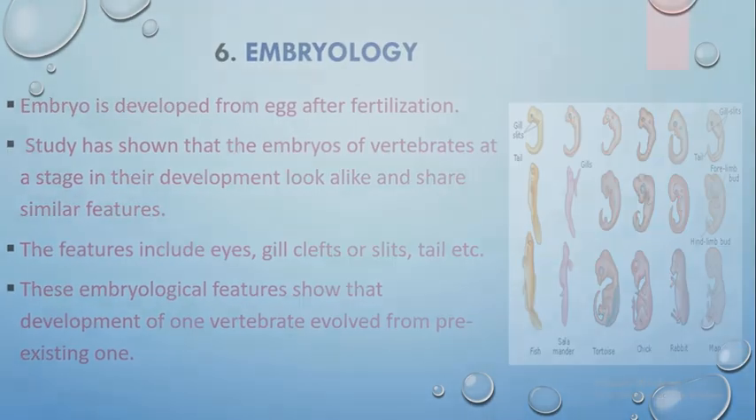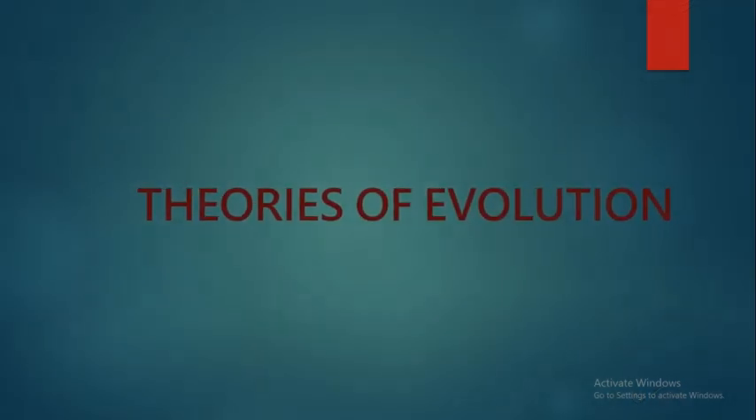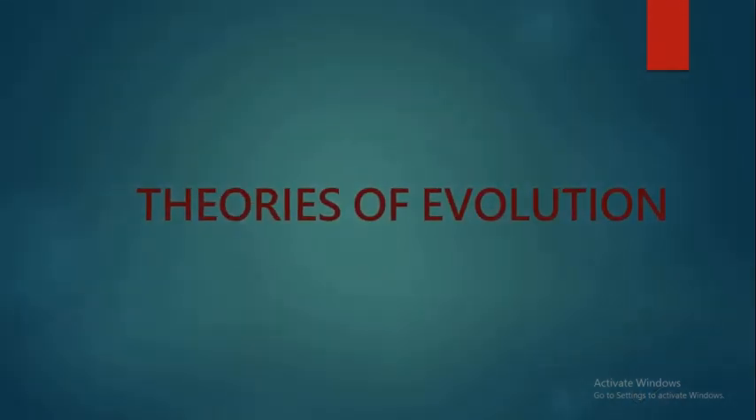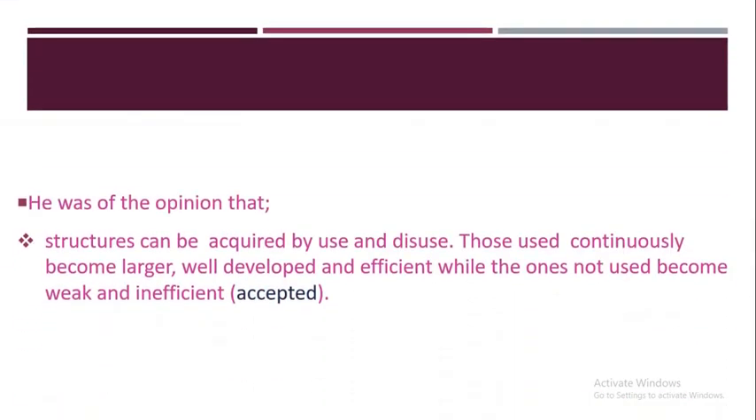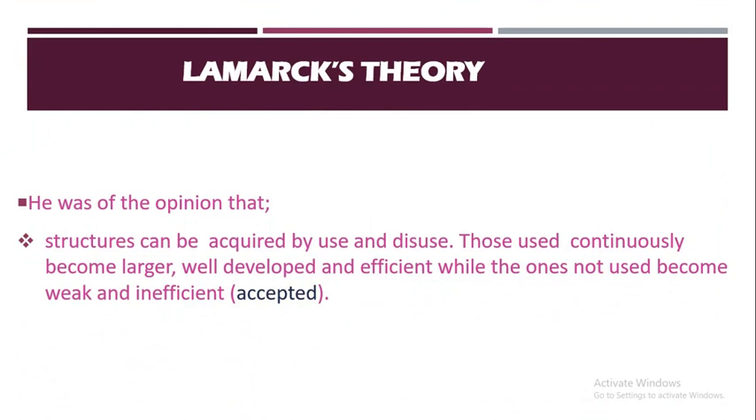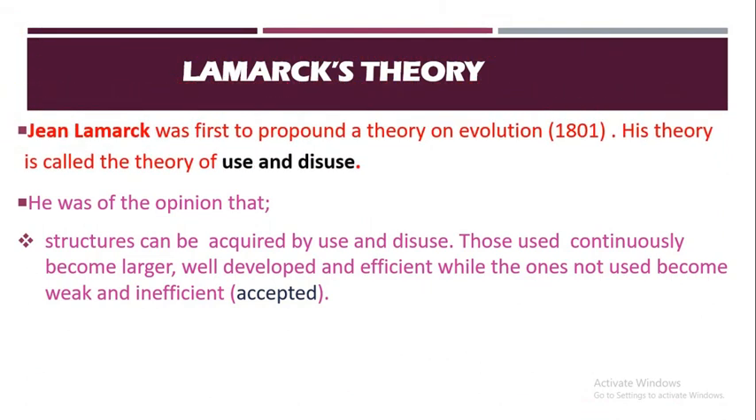So we want to look at the theories of evolution. We have 2 main theories of evolution, but over time we have the modern theory of evolution. The first we are looking at is called, yes, Lamarck's theory. Now, a man known as Jean Lamarck, don't forget also that he's a scientist, was first to propound a theory on evolution. His theory is called the theory of use and disuse. Lamarck's theory, in summary, is called what? The theory of use and disuse.